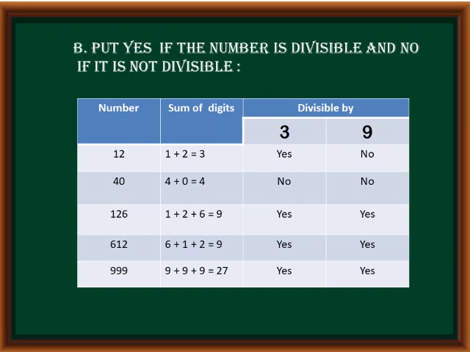The next sum, 612. The sum of the digits, 6 plus 1 plus 2, is equal to 9. So the number is divisible by 3 and 9. The next sum, 999. When you add the digits you get 27 as the answer, which is a multiple of 3 and 9. So the number 999 is divisible by 3 and 9.